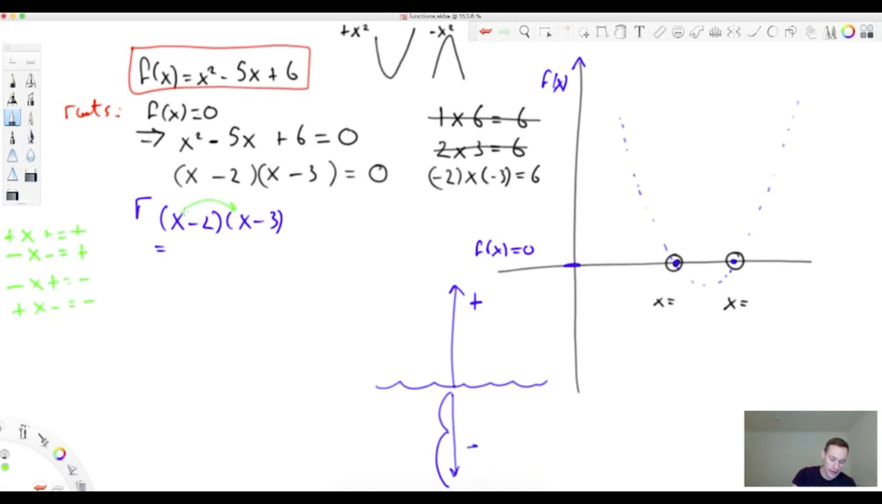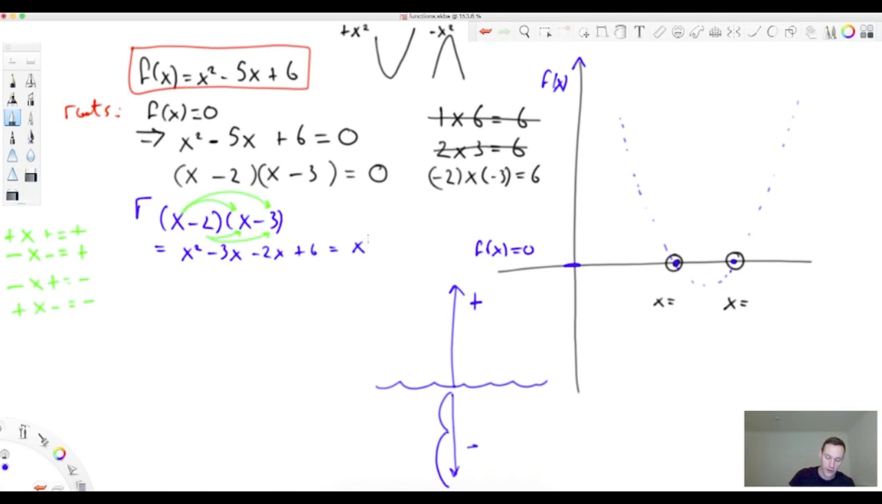So we go ahead and we multiply out these brackets. So it's an x times an x, and it's an x times a minus 3. And that gives us, well, x times x is x squared, and x times minus 3 is minus 3x. Okay, that's the first one. Now the minus 2 times the x and minus 2 times the minus 3. So that gives us minus 2x, and minus 2 times a minus 3 is a plus 6.